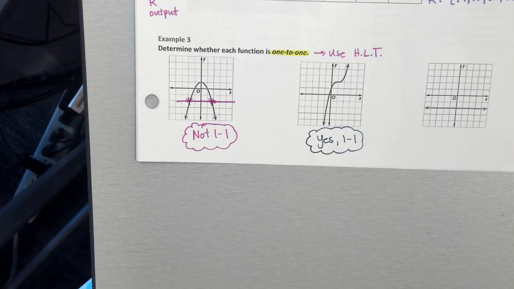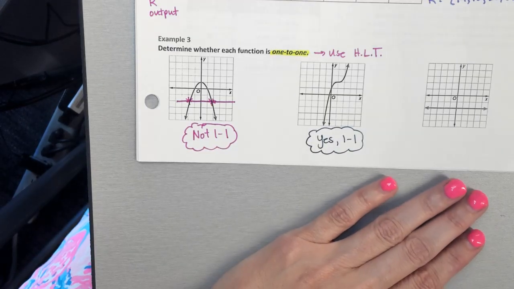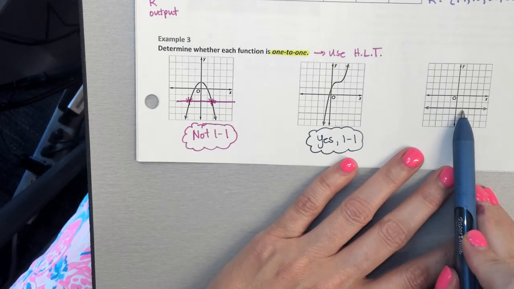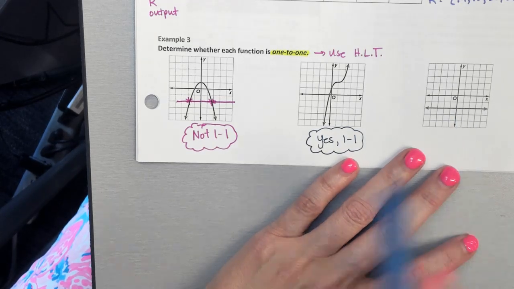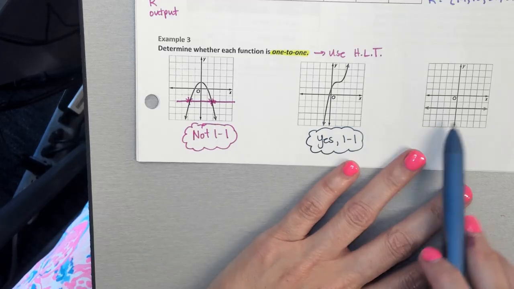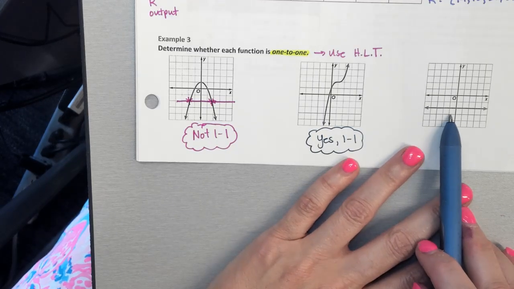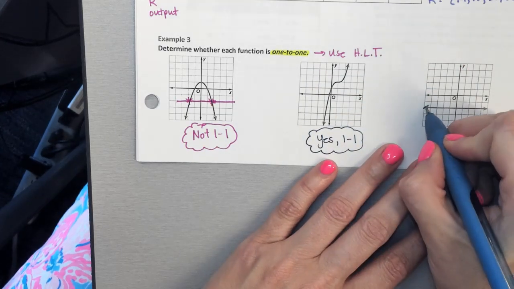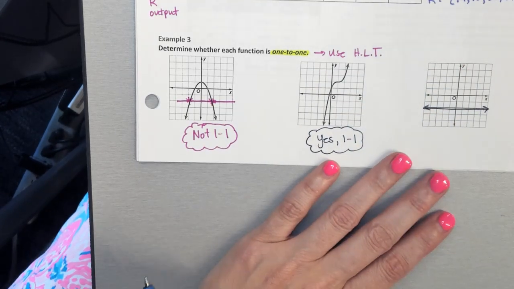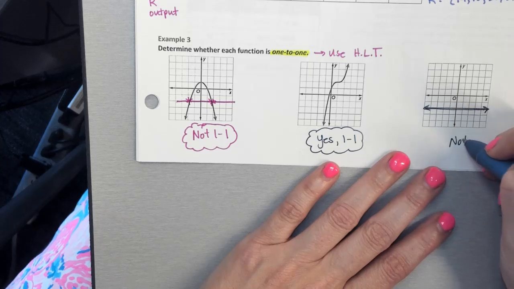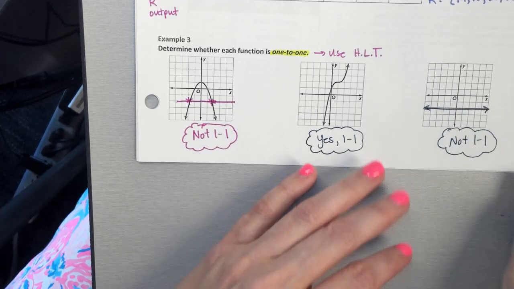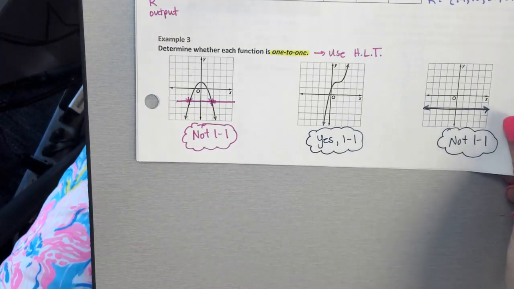Okay, if it is a place where it crosses 2, you will see it flat like this. It'll be obvious. Now, what about this? Do we think this is 1-to-1 or not 1-to-1? No, because it intersects an infinite amount of points. Yeah, it is the horizontal line, so definitely cannot be 1-to-1. All right, great.